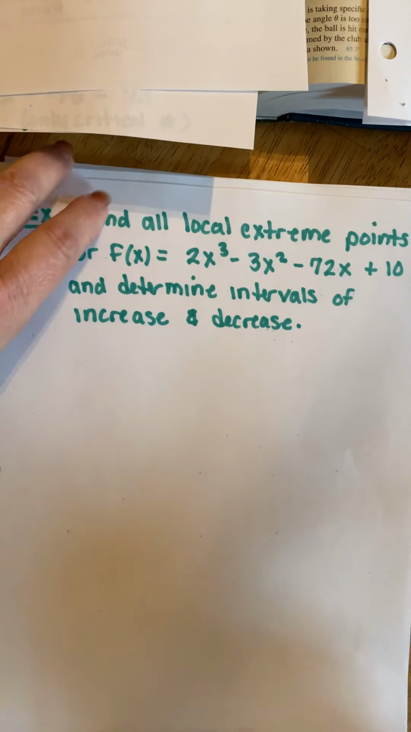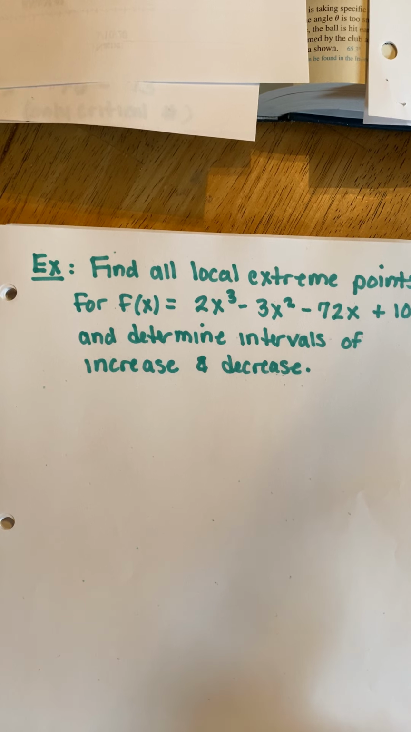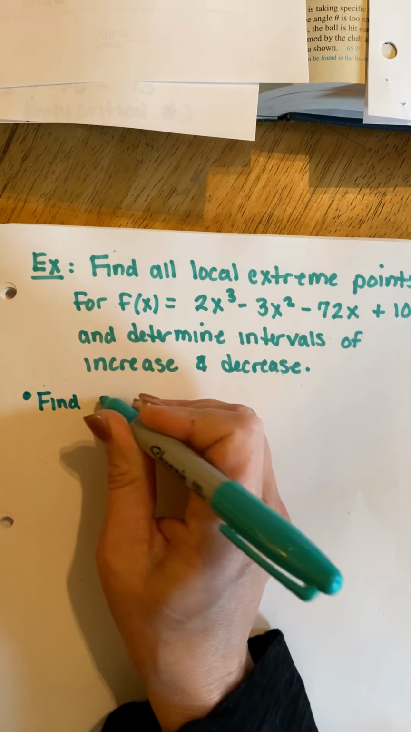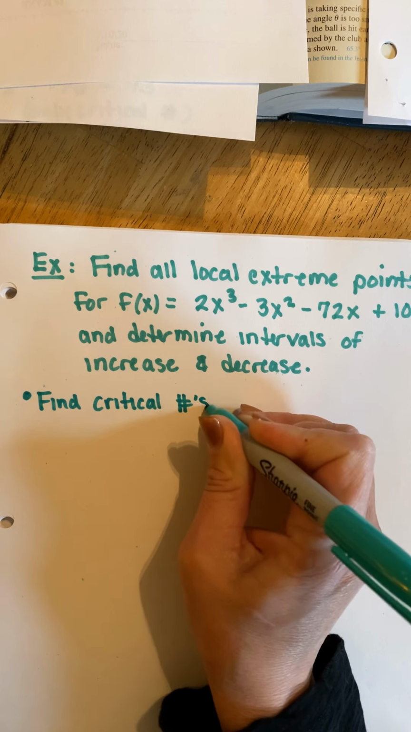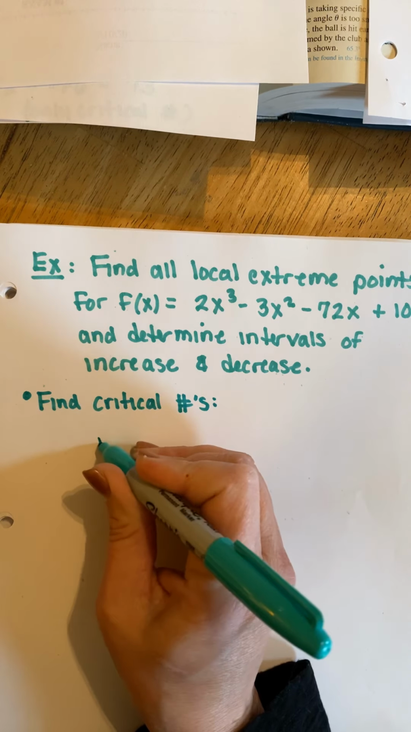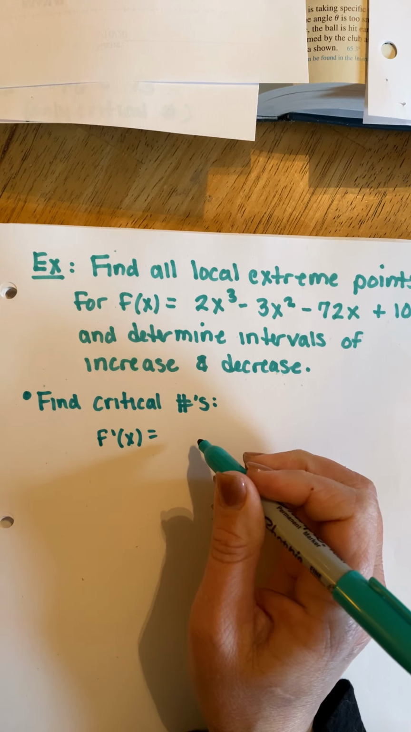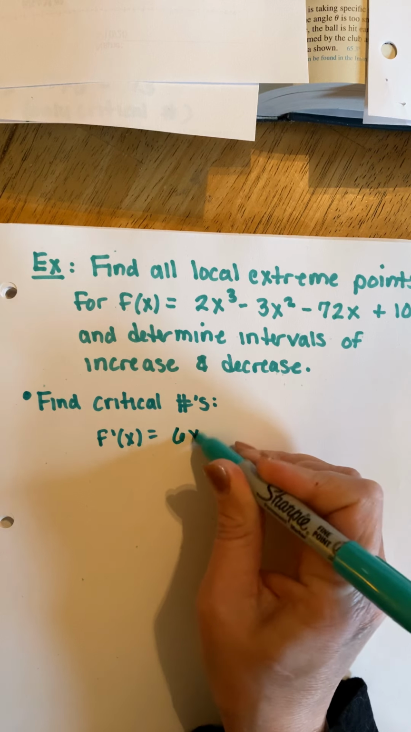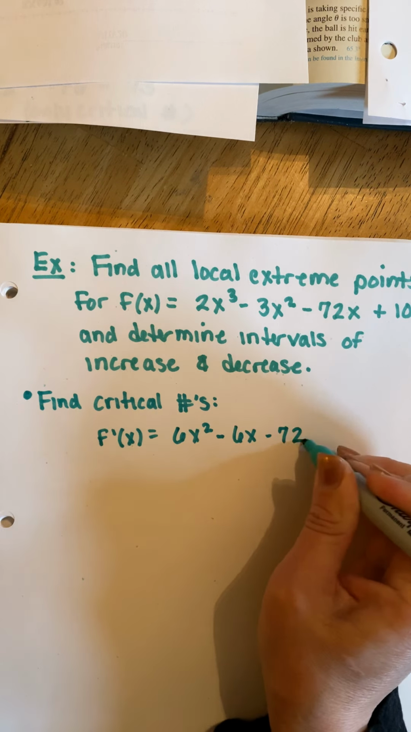Right, let's use the first derivative test to find all local extreme points for this function and determine where the function is increasing or decreasing. So the first thing we're going to do is find the critical numbers. To find the critical numbers, we take the derivative. The derivative of 2x cubed minus 3x squared minus 72x plus 10 is 6x squared minus 6x minus 72.